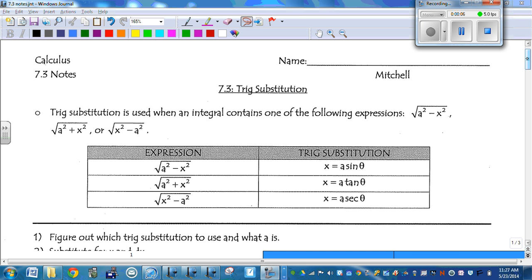Today we will be learning about trig substitution. Trig substitution is used when an integral contains one of the following expressions: the square root of a squared minus x squared, the square root of a squared plus x squared, or the square root of x squared minus a squared.